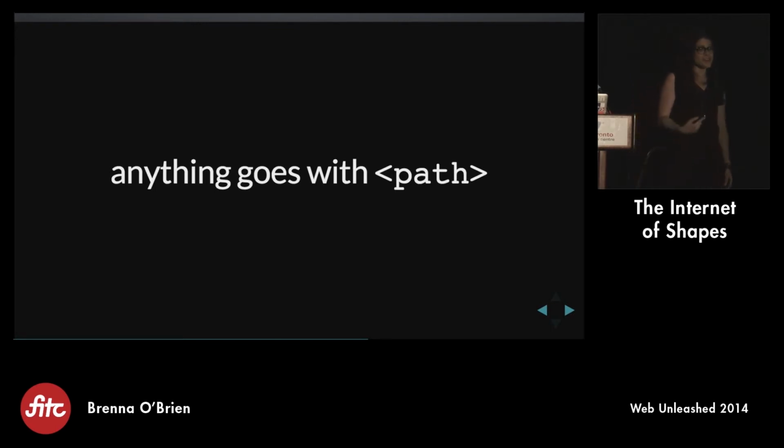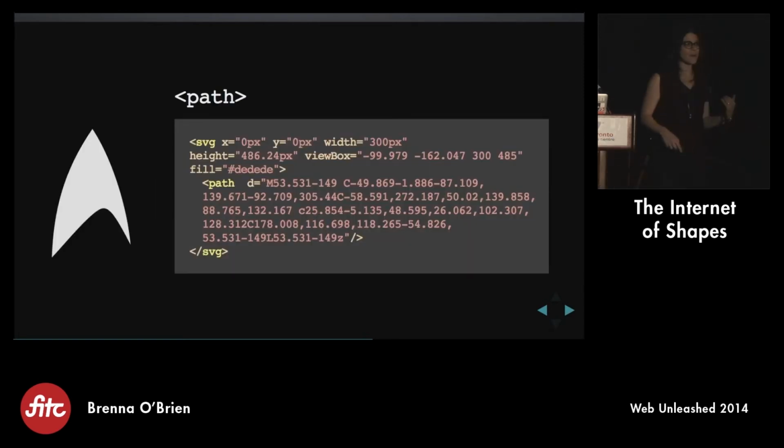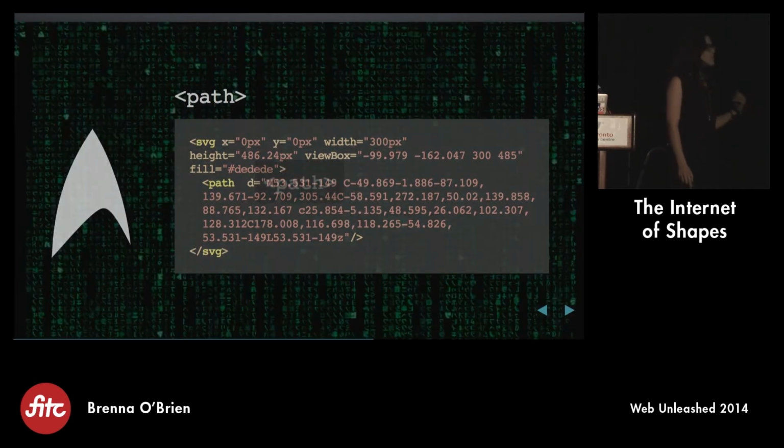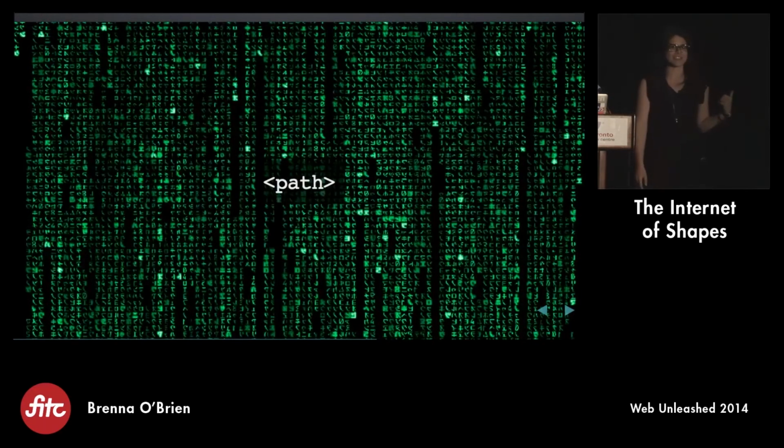There's this other really cool SVG element called path that you can use to define like anything you want. So this is an example SVG path of the Star Trek insignia. Only problem with this is looking at the path element is kind of like staring into the matrix. And I don't know about you, but I would never guess, looking at that code, that it rendered as this. So thankfully, there's a couple ways around that.